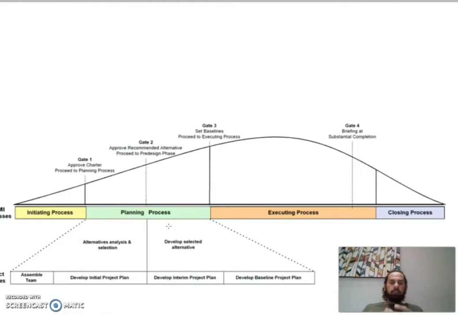We are choosing the best one from these alternatives that we have. Now, in this part of planning, the first part of planning, we will assemble the team, and the first one who will be in the position should be the project manager. So we assemble the team, we make the team, then develop the initial project plan.